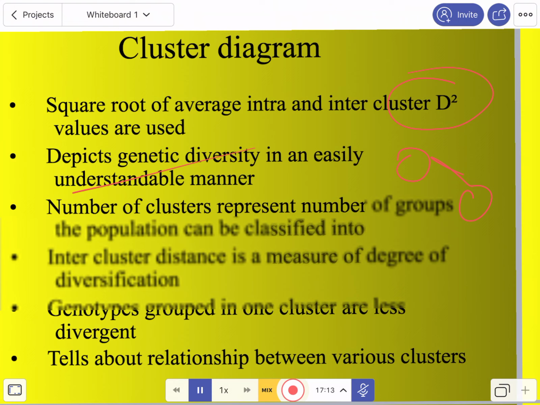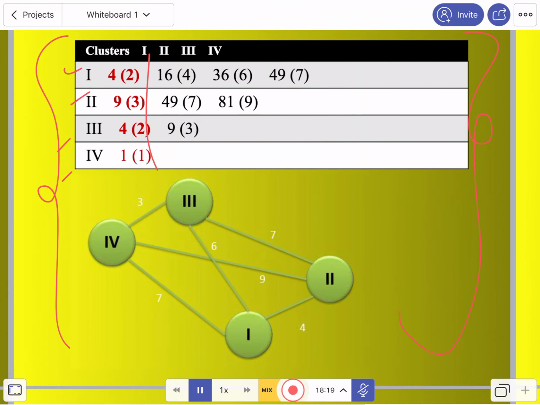Now let's try to understand how to construct the cluster diagram by using some example. Suppose there are 20 genotypes and there are 5 characters, and these genotypes are classified into 4 clusters based on the d-square values. These are the 4 clusters: cluster 1, 2, 3, 4, and the distance between these clusters is the intercluster distance, and within the cluster we use the term intra-cluster. These are intercluster distances between two clusters.